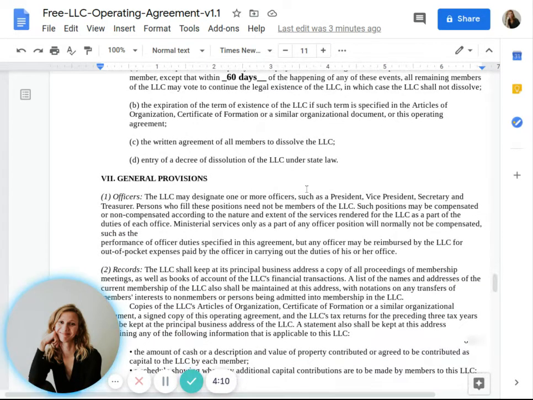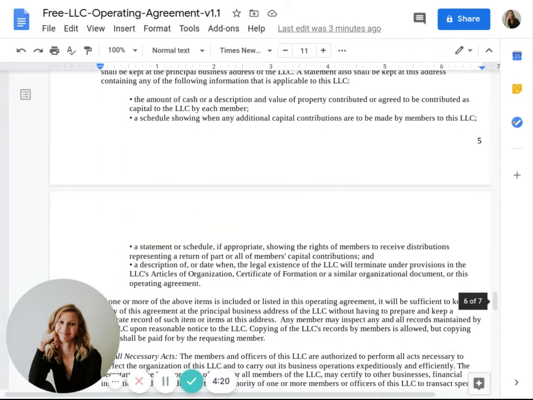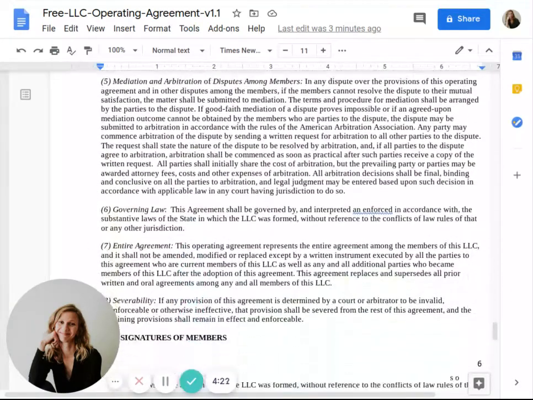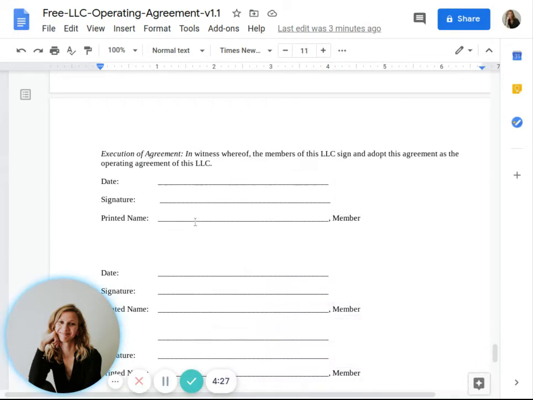Again, if you had other people join the LLC, you would review this agreement together and change it to fit everyone's needs. All right, that's it. Then you sign and date, and that's your operating agreement. You don't need it notarized. You keep it stored where all of your business records are stored and update it as your LLC changes. And that's all that there is to it.